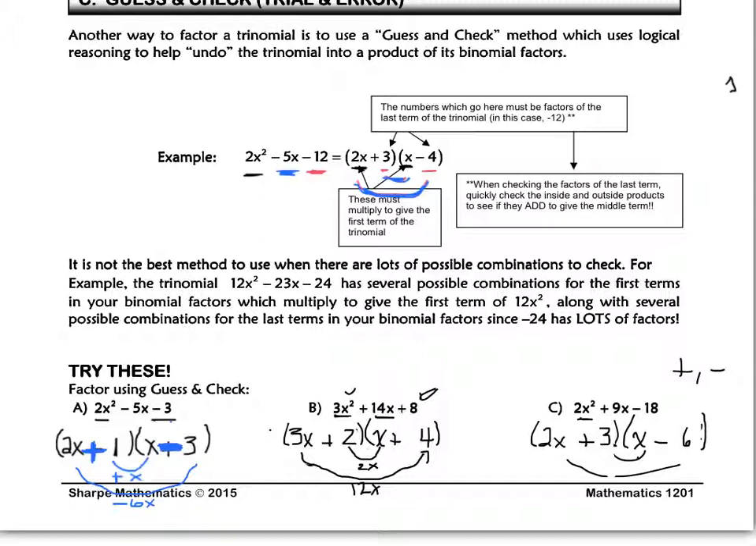So then I could switch this to my negative and this to my positive. And then I would get the negative 3x and I would get the positive 12x, which would combine to give me positive 9x. And I would still have 2x times x for my first terms to give me 2x squared, negative 3 times 6 to give me my negative 18 for the last term. So that would be your correct factors, 2x minus 3 and x plus 6.